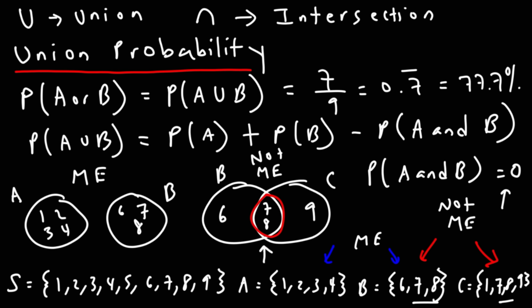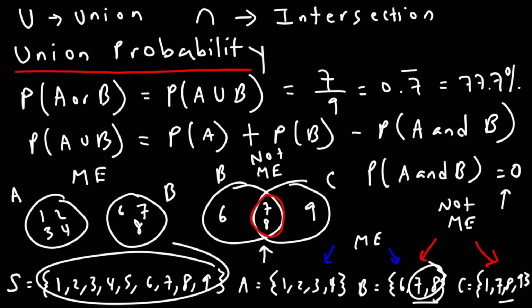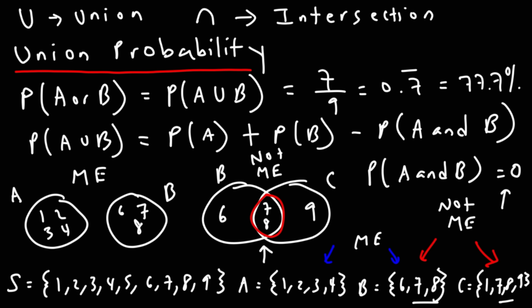Now the probability that B and C will occur together, that can happen. We have two elements when they're going to occur together out of a total of 9, so it's 2 out of 9. And let's calculate it using this formula.